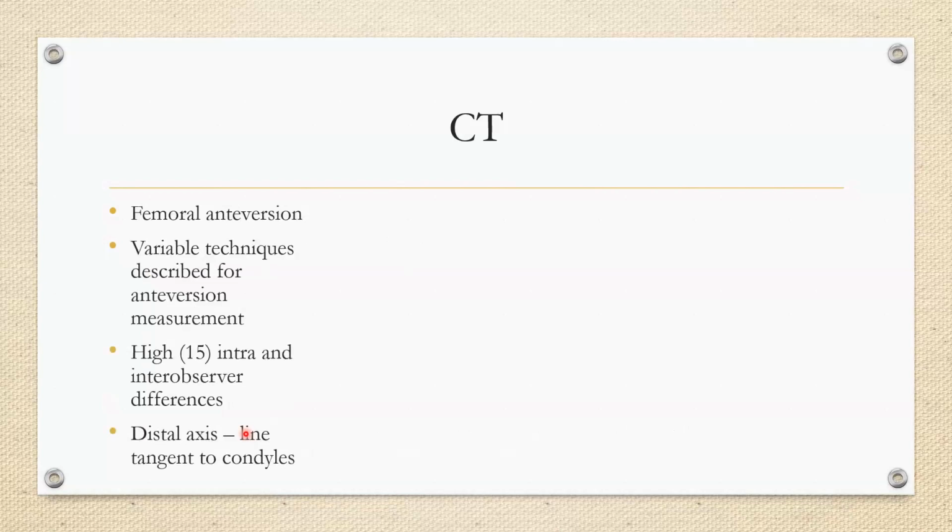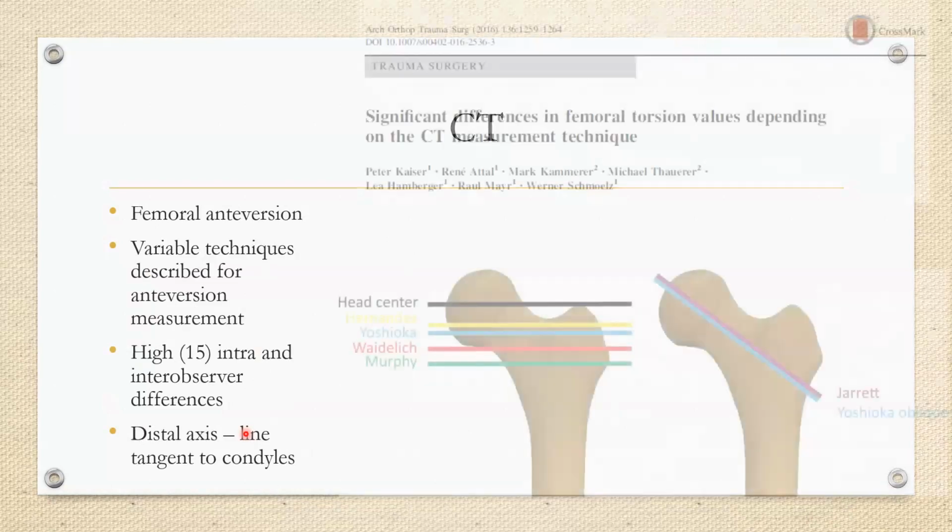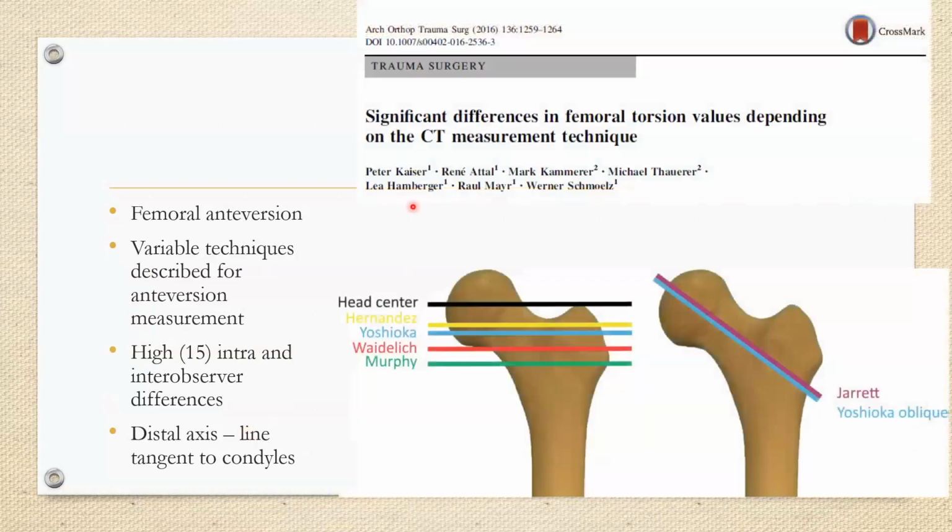So how do you measure femoral anteversion using CT? There are numerous techniques described for measuring anteversion in CT. However, in a study published by Case et al., they found that even with each technique, there are high inter- and intra-observer differences in measuring anteversion. The common distal axis taken in all the studies is a line tangent to both femoral condyles.